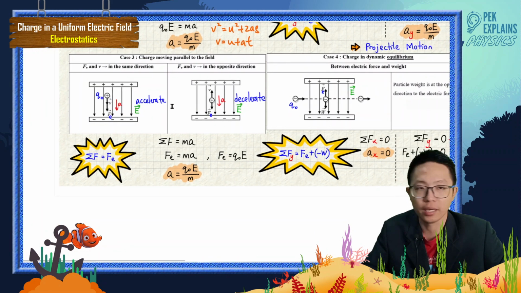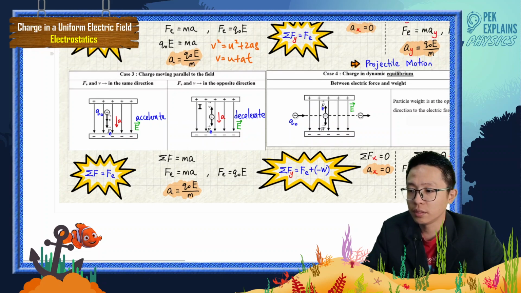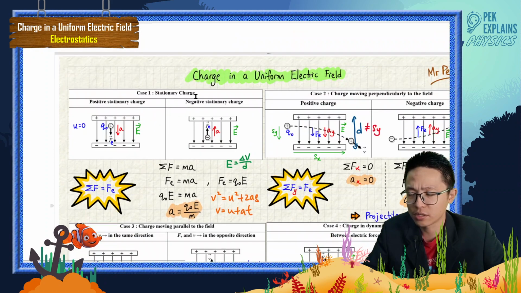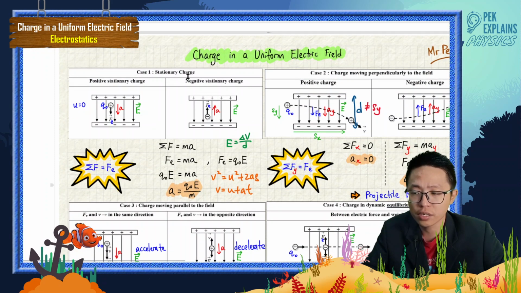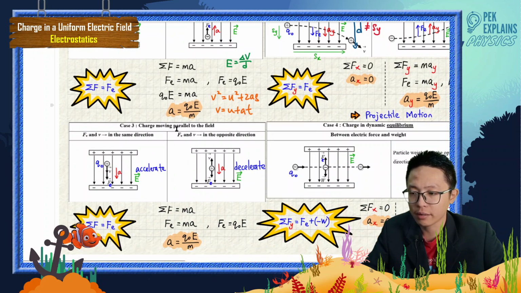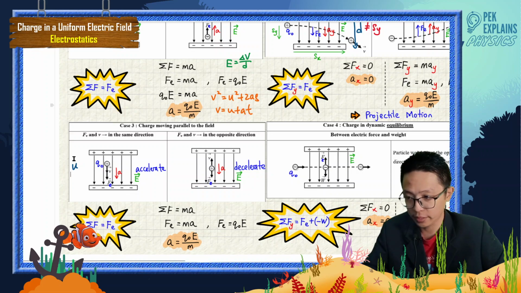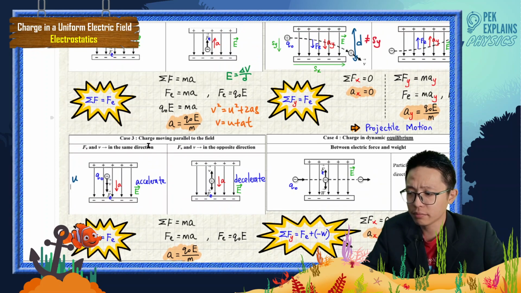And for the third case, a charge moving parallel to the field. Charge moving parallel to the field is almost the same as the stationary charge. It's just that the stationary charge has zero initial velocity, but the charge moving parallel to the field has initial velocity. The initial velocity is not zero. So the same thing.